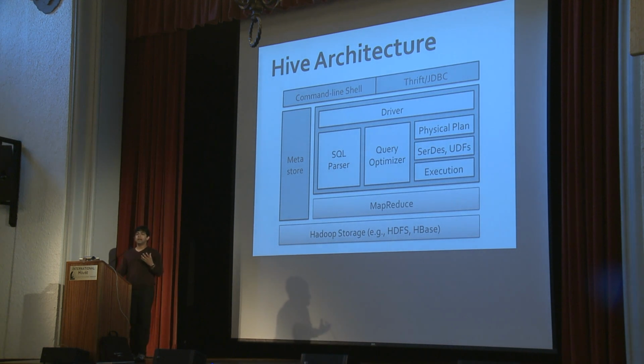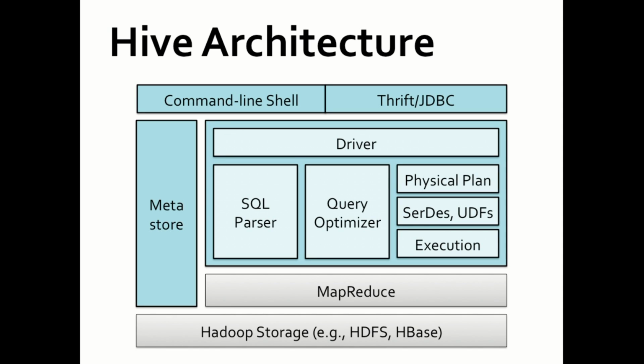So as far as the BlinkDB architecture is concerned, we are built on Hive and Shark in some sense. As Reynold talked about yesterday, the Hive architecture looks something like this: you have the HDFS layer at the bottom, then you have MapReduce on top of it, and then there are a bunch of meta stores, the SQL parser, query optimizer, physical plan generation, execution engine, and so on and so forth.